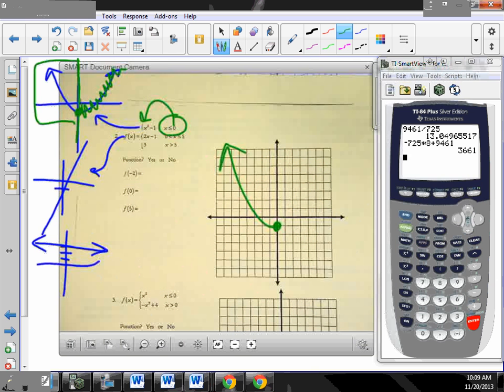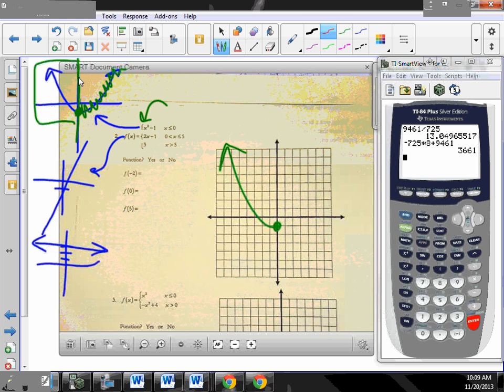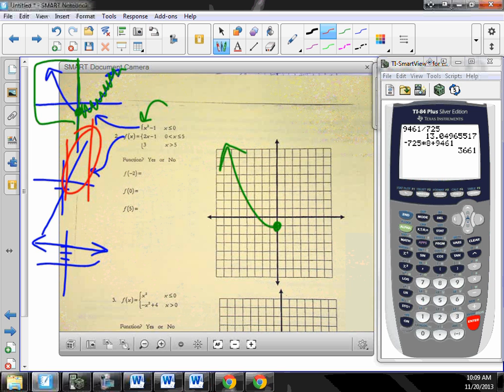Okay? For the second one, the domain says from 0 to 5. So this is the portion I'm going to keep. And I need to know what those endpoints are. So I plug 0 in, and I get -1, which just so happens to be the point that's already there. So is that an open or a closed? It's an open on top of a closed, so which one wins? The closed wins. All right?